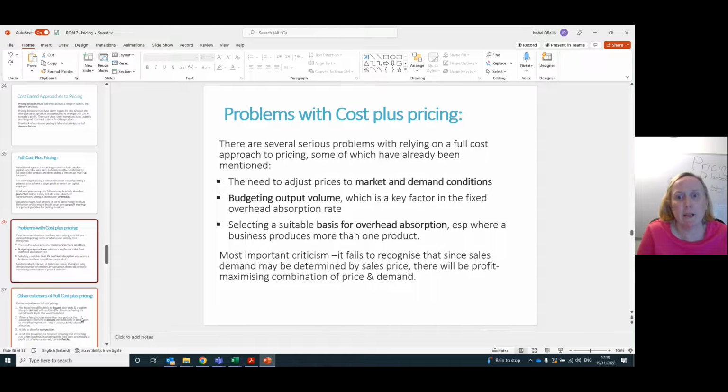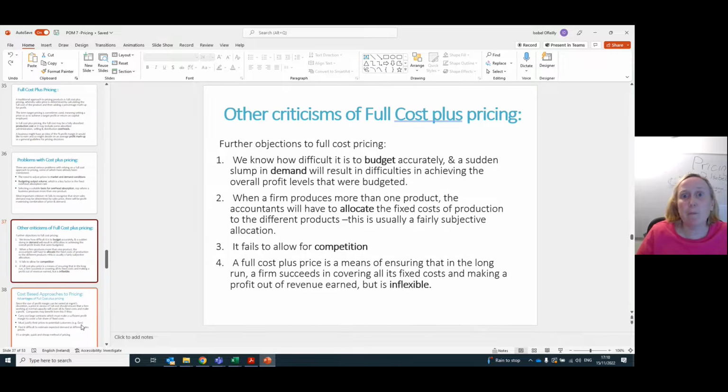So an important criticism is that it fails to recognize that since sales demand may be determined by the sales price, there will be a profit maximizing combination of that price and demand seesaw, especially where elasticity comes into play. So other criticisms of this approach: we know how difficult it is to budget accurately, and a sudden slump in demand will result in difficulties in achieving the overall profit levels that were budgeted. When a firm produces more than one product, as we mentioned, the accountants have to allocate the fixed costs of production to different products, and this is usually fairly subjective. It's hard to get that right.